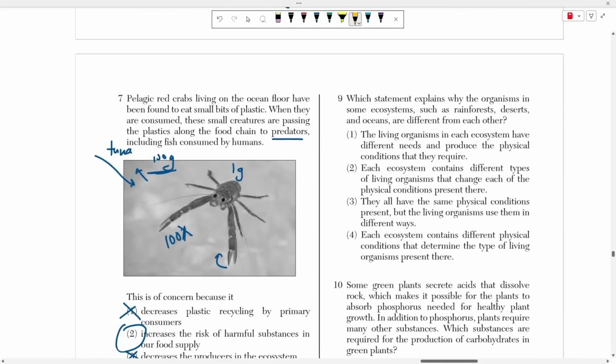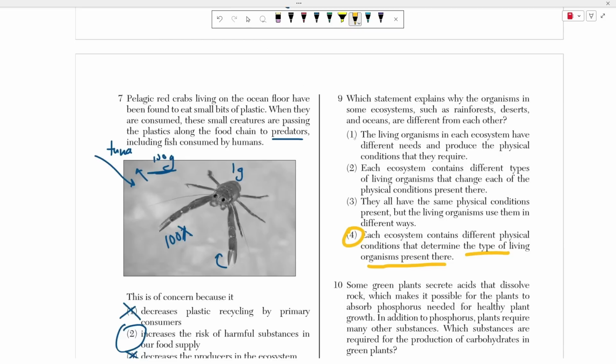Number 9 says, which statement explains why the organisms in some ecosystems, such as rainforests, deserts, and oceans, are different from one another? Well, each ecosystem contains different physical conditions that determine the type of living organisms present there, right? So why are organisms on land and in the water different? Well, in the water, you need to be good at swimming. On the land, you need to be good at running and walking, or walking on all fours. So why do fish look different than humans, or let's say cheetahs? Because each ecosystem contains different physical conditions. One is underwater, one is above water. And because one is underwater, you need fins. Because one is above water, you need feet or legs.